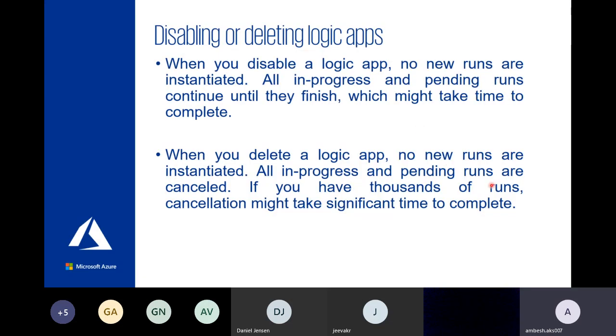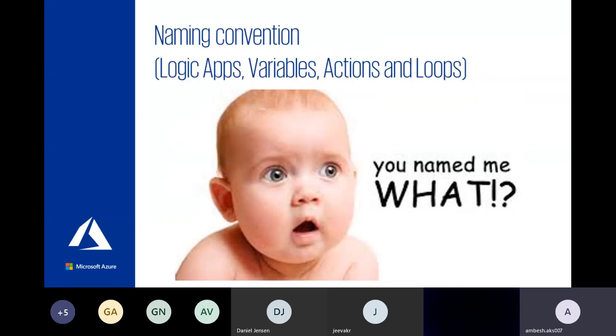Okay, so this is more or less related to disabling and deleting Logic apps. Very quickly, the naming convention, which I explained, is really, really important. If you add any action in the Logic app, it will take a default name. If you add Send email, that will be the first action name by default. If you add another action with the same name, it will be Send email 2, Send email 3, and it will keep going like this.